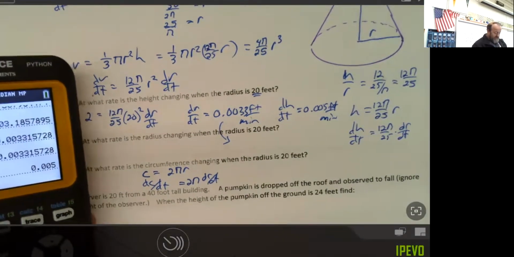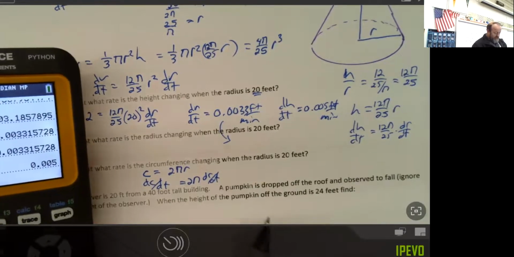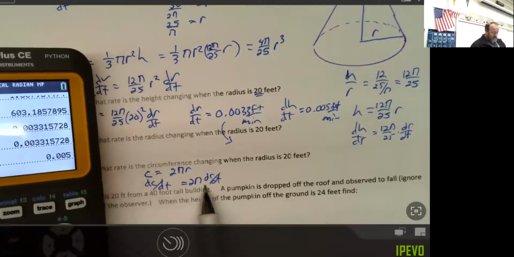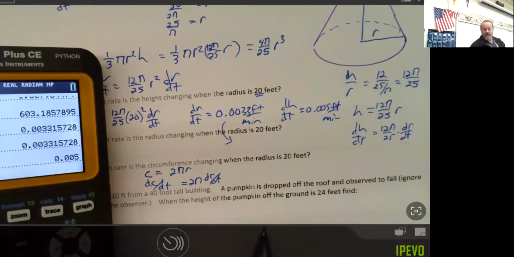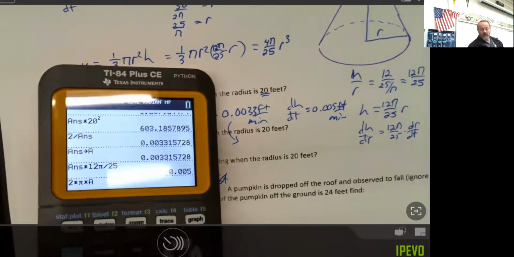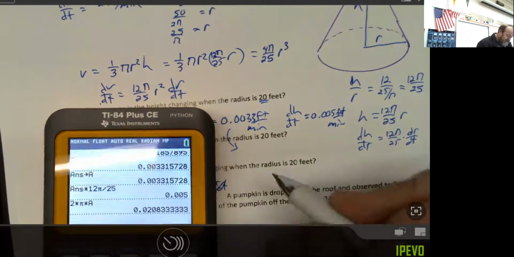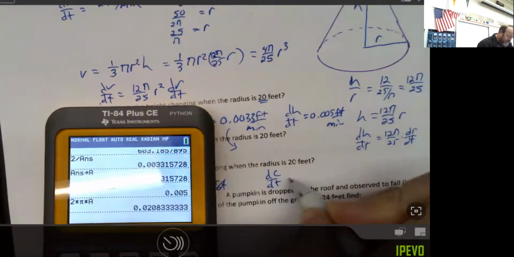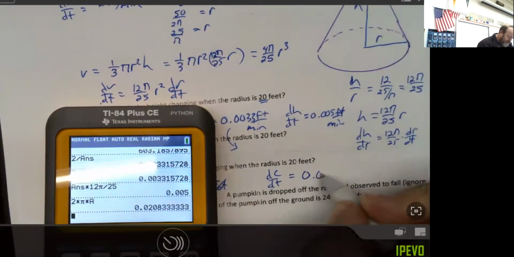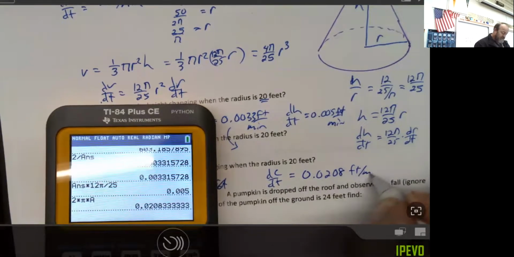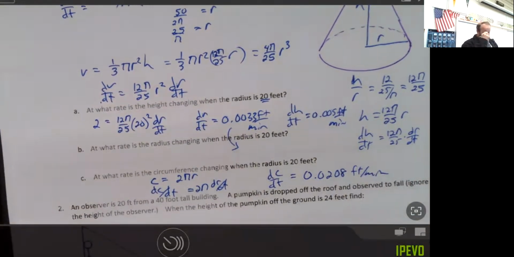So I just need to take 2 times pi, and I need to multiply that by dr/dt, which I stored in my calculator as A. So 2 times pi times A, according to this, my dC/dt is going to be 0.0208 feet per minute for this particular story. And that's what we got.